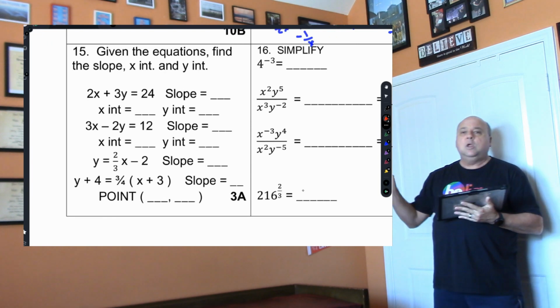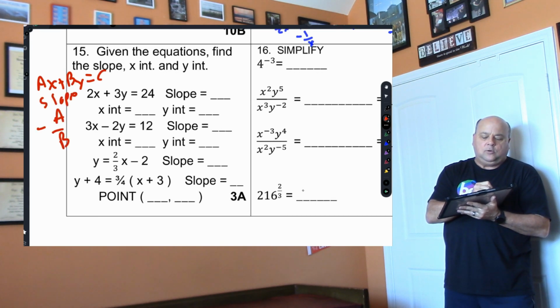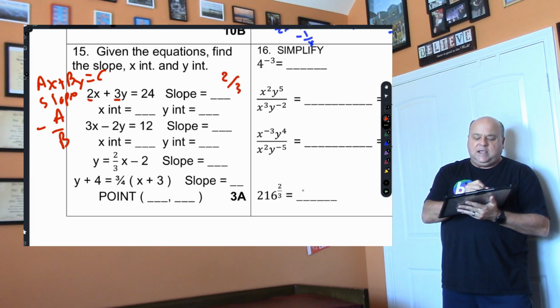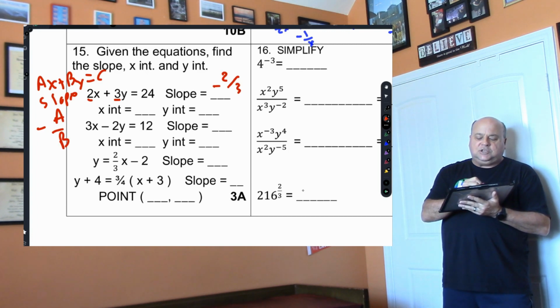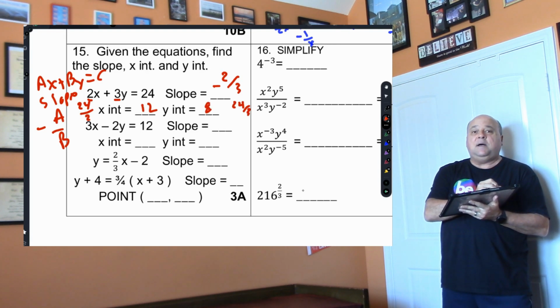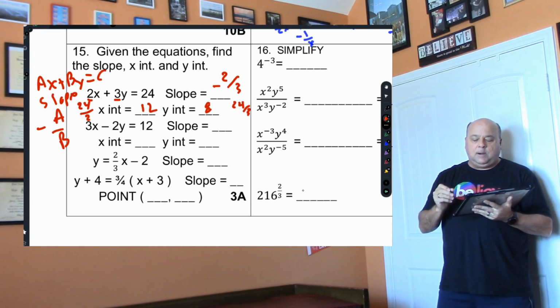Now then, number 15. Remember, very important, ax plus by equals c. Your slope is going to be negative a over b all the time. So on this one right here, the 2 and the 3 form the slope. The opposite of a positive is a negative. That's my slope. My x-intercept is going to be 24 divided by 2, so 12. The y-intercept will be 24 divided by 3, which is 8. So if you take the c and divide it by the a, you get the x-intercept. The c divided by the b will be the y-intercept. Got to remember how to do that.